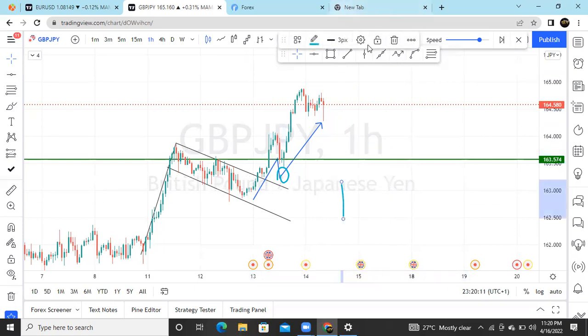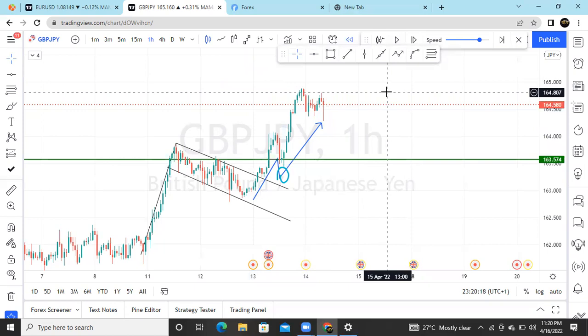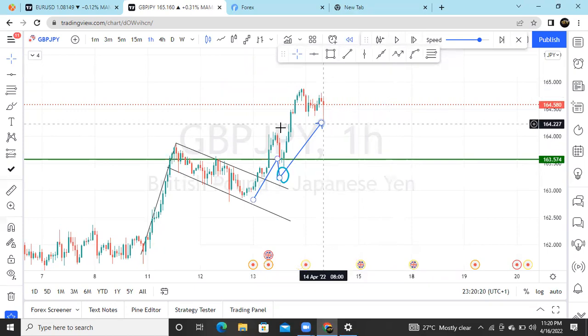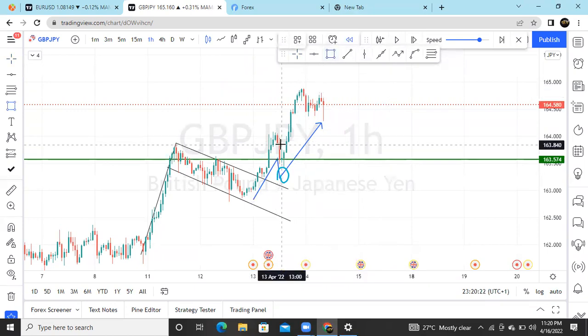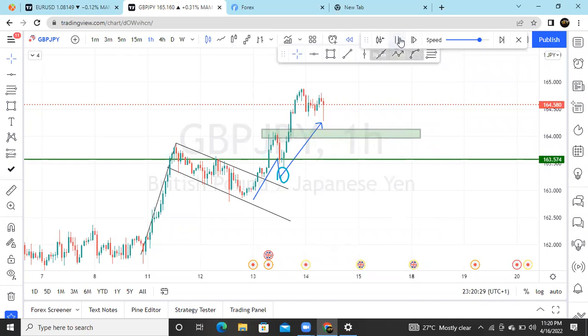Does this work on gold or commodities? This strategy works on anything, not just currency pairs. It works perfectly on gold. You can ask Jojo. Jojo has been using this strategy on gold. Next point of entry.